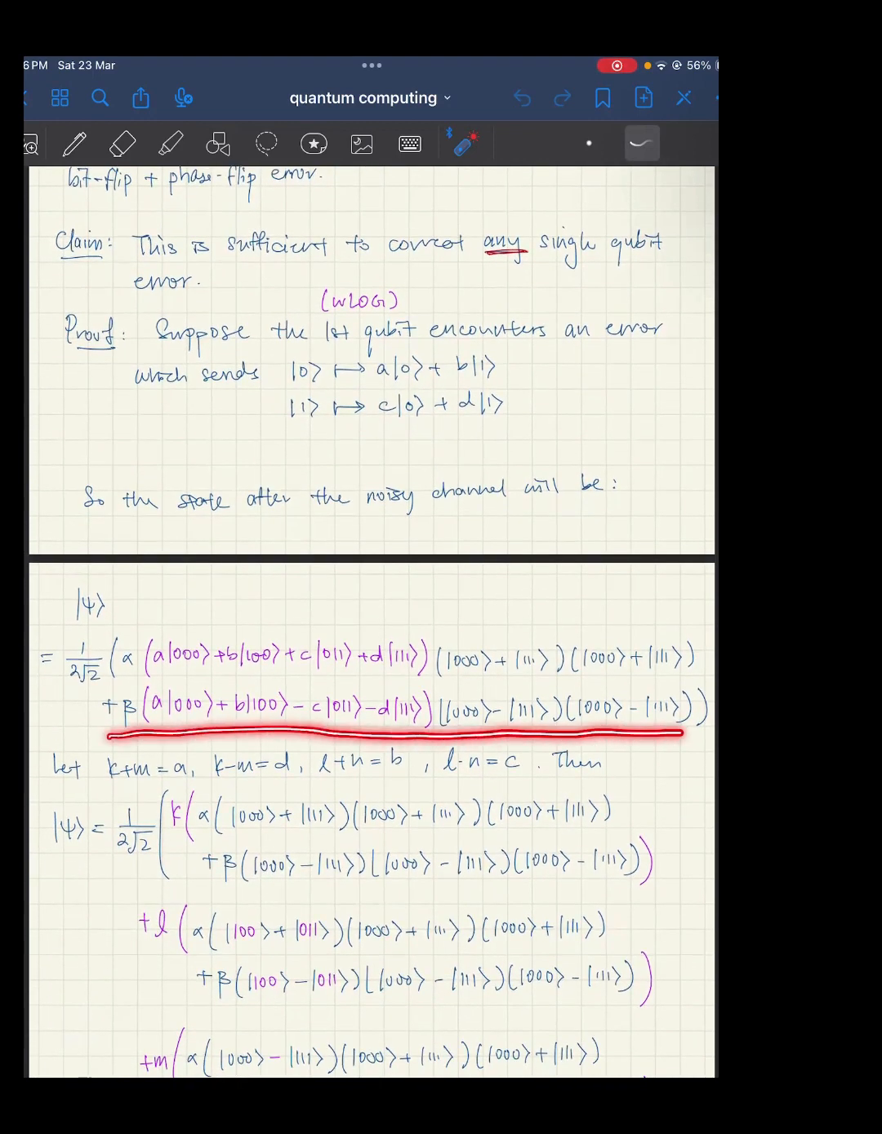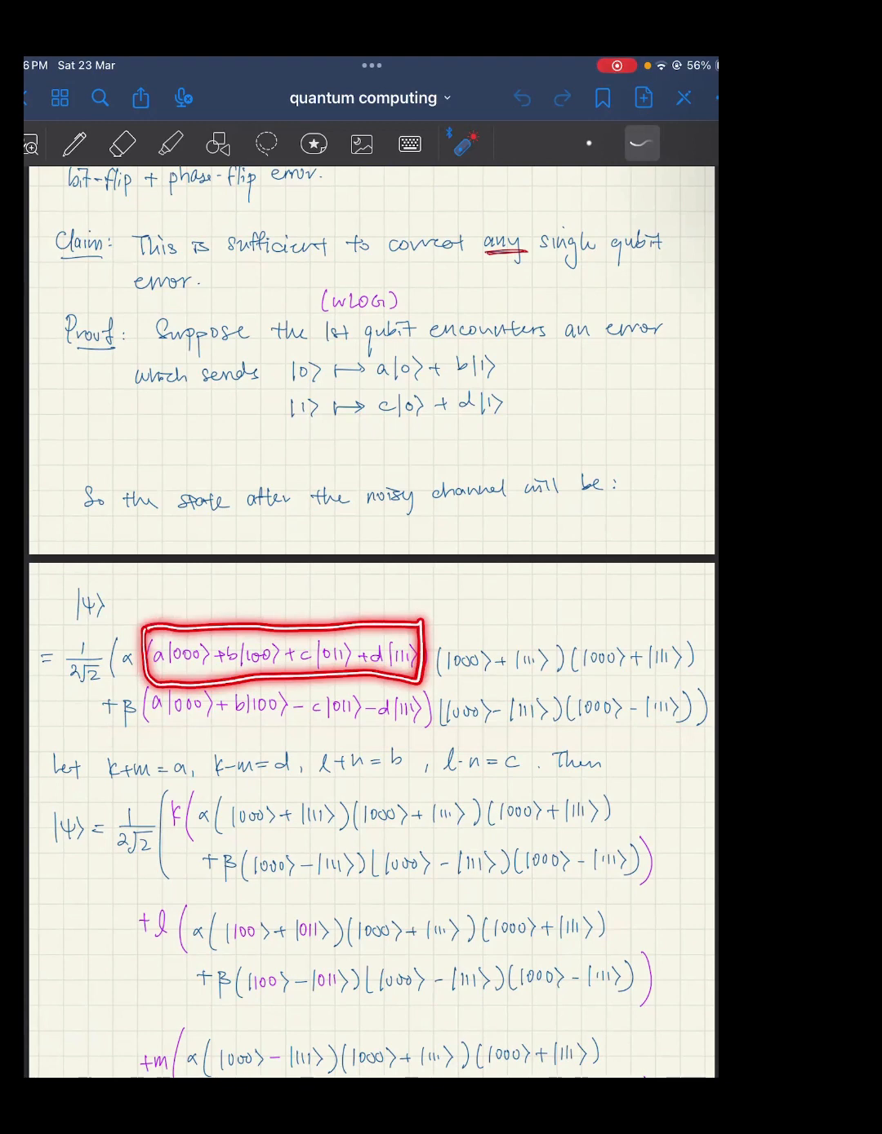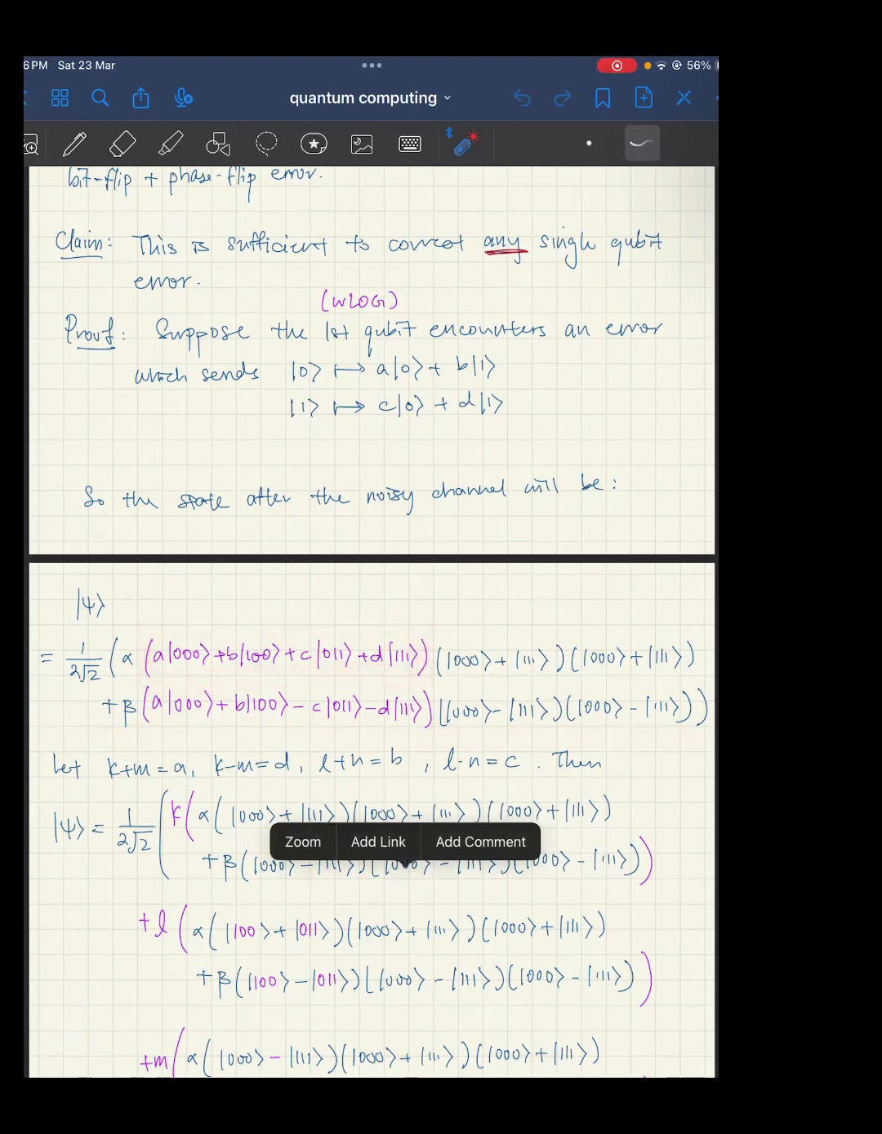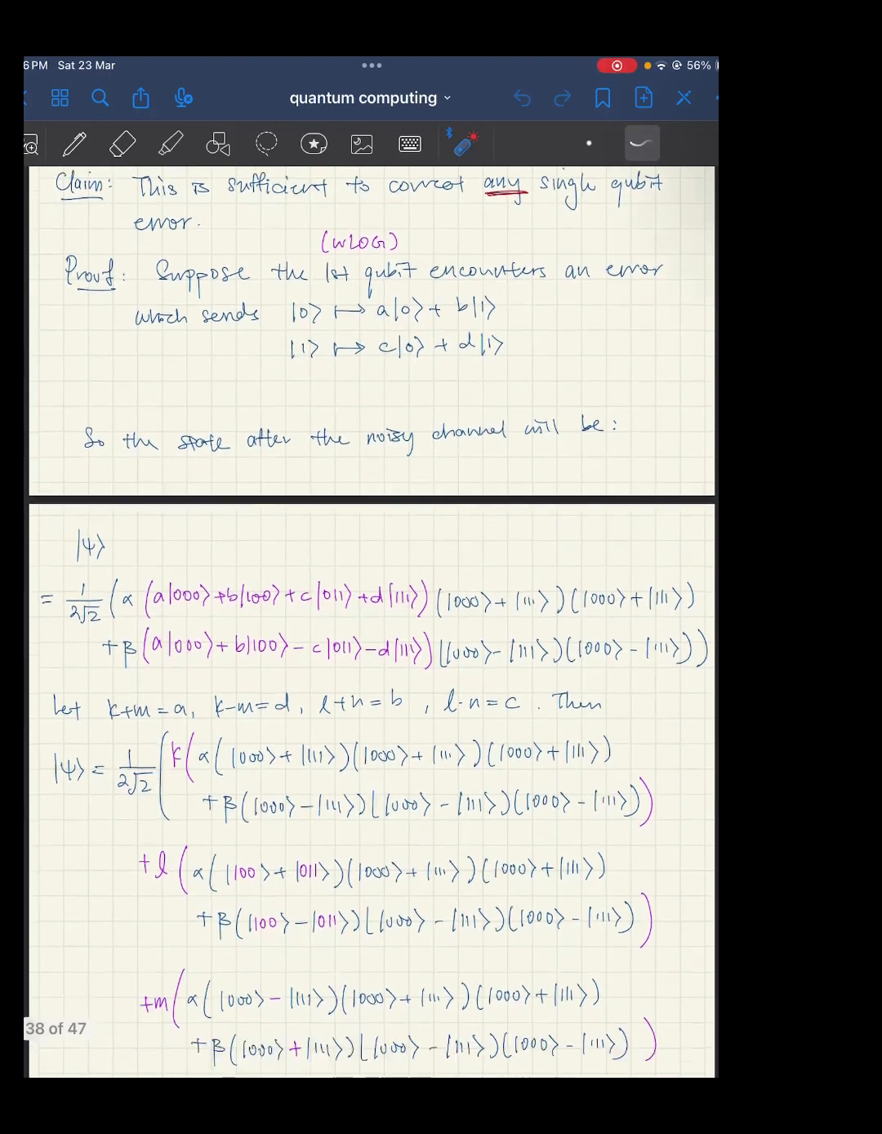Originally we had 0,0,0 plus 1,1,1, but the 0,0,0 gets sent to A00 plus B100, and the 111 gets sent to C011 plus D111. And we do the same for the bottom, but of course we have to take note of the negative signs.